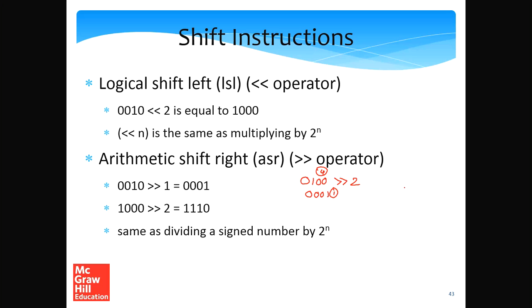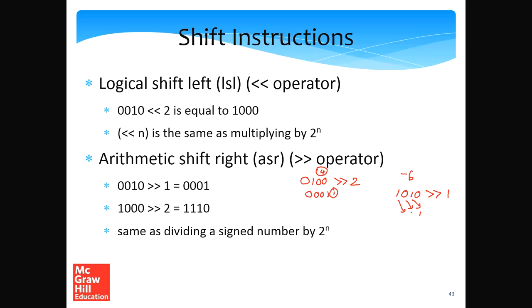Now let's consider negative numbers. So consider -6, which is 1 0 1 0. Let's right shift it by 1 position. In this case, if we right shift it by 1 position, this is how all the bits will move. So no problem.